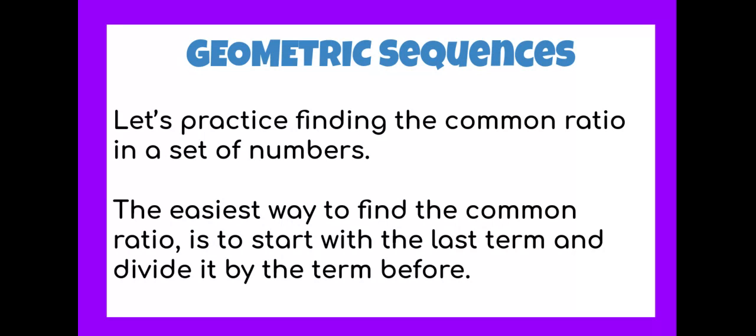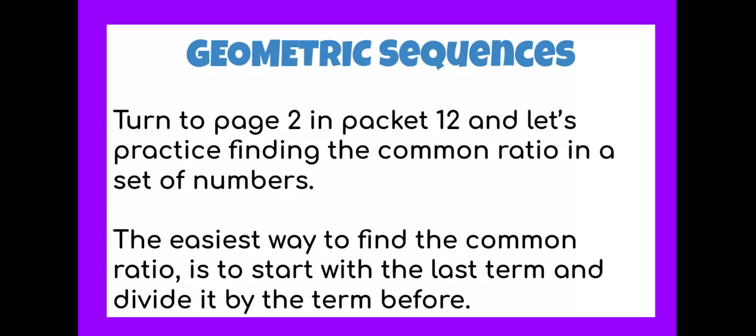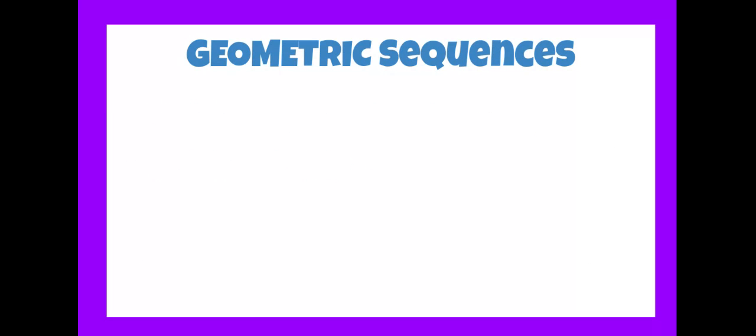The easiest way to do this, if you don't have good multiplication skills, is to start with the last term and divide it backwards by the term before it. So let's look at the first one. Turn to page 2 on the packet, and we're going to practice it. Oops, I did that already.